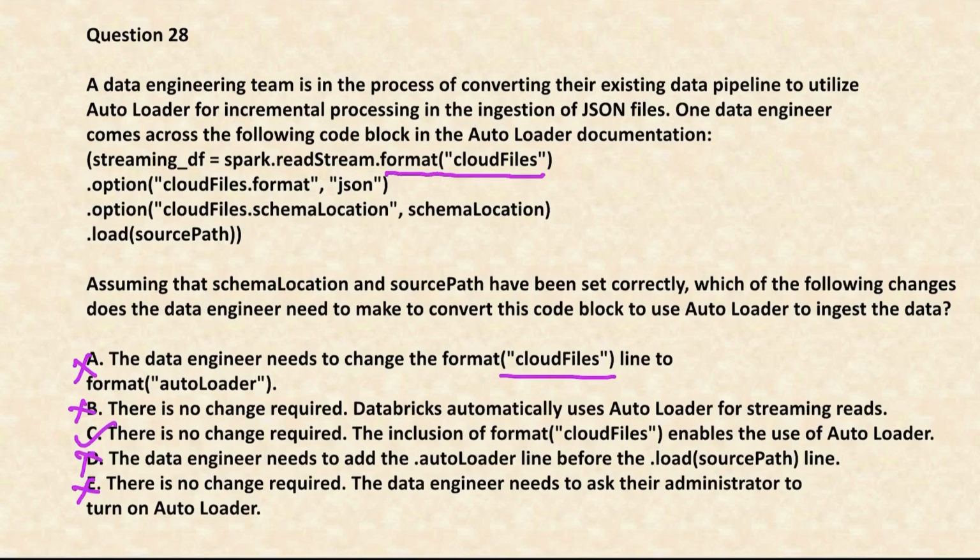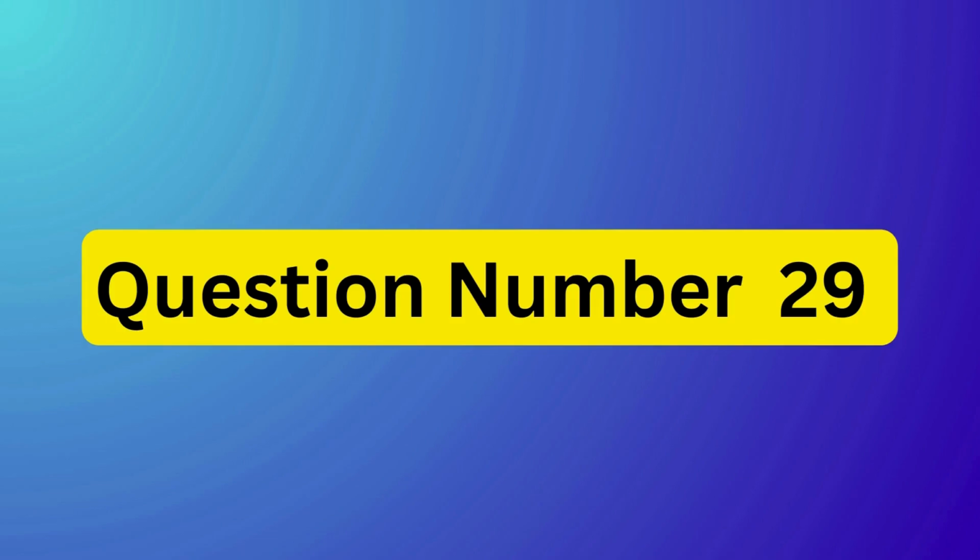There is one catch in this example. It says one of the data engineers comes across this code block in the autoloader documentation. That query should actually be correct, right? There should not be any mistake. If there is any mistake, it means the Databricks documentation has not given the correct information. But there's one twist. If you don't know whether it needs to get some permission from the administrator, you may mark that option. But it actually doesn't need any administrative privileges. Let's go ahead with the next question.